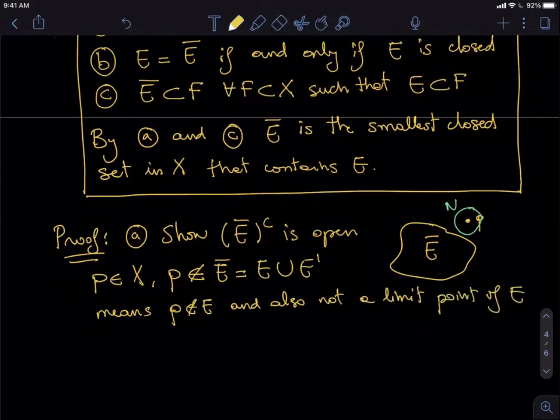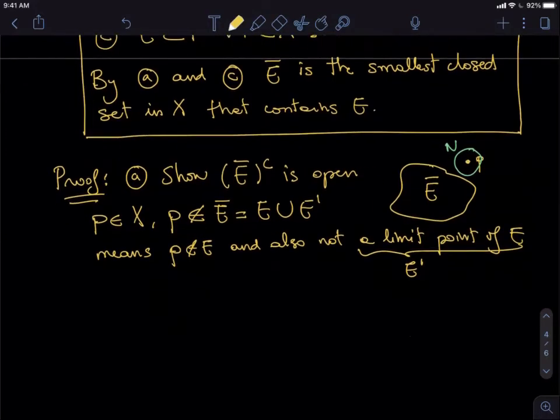This is by definition. The limit points of E, those are the points in E prime. So because it's not in E prime, that's it. But now, what is the definition of limit point? Some point P is a limit point of the set E if every neighborhood of P that I take contains one point Q different from P that is in the original set E.